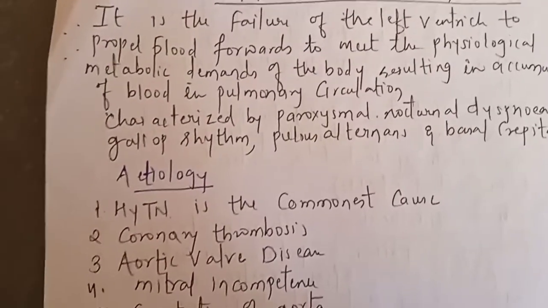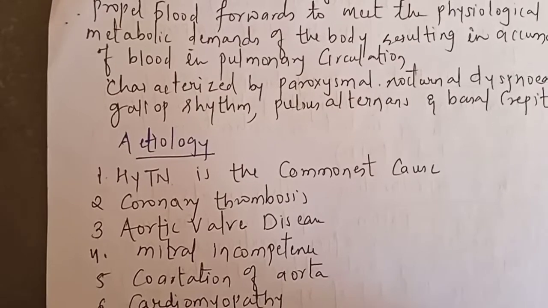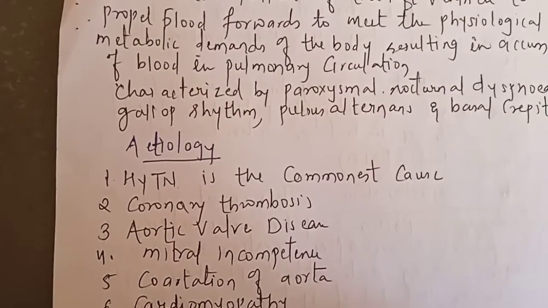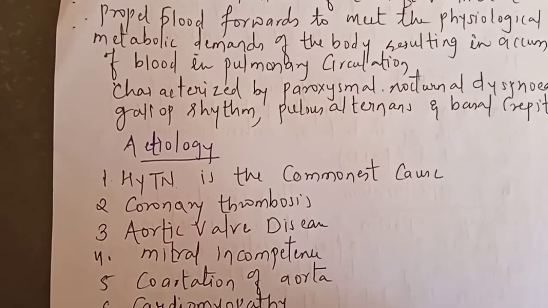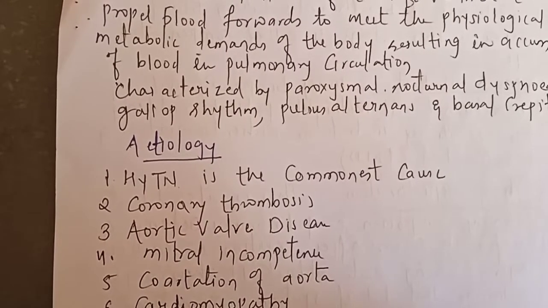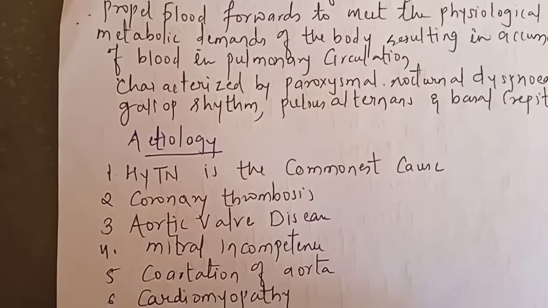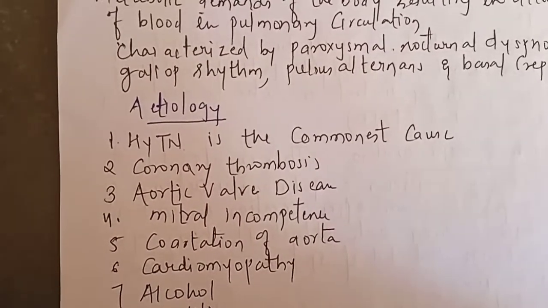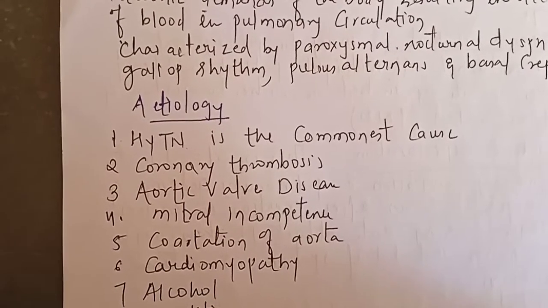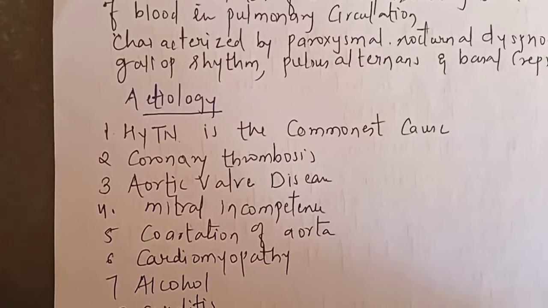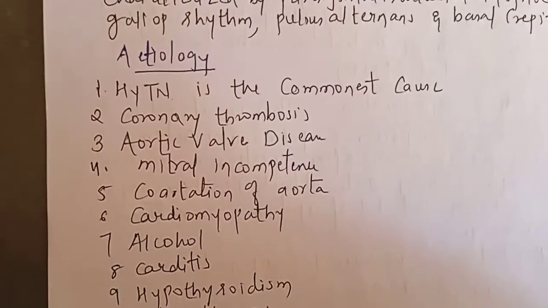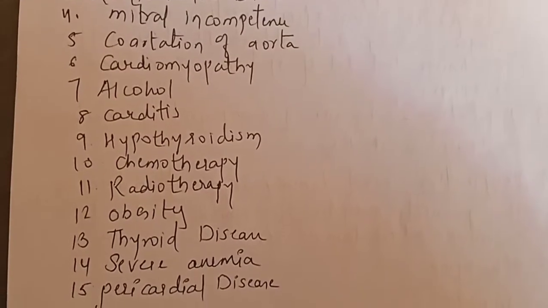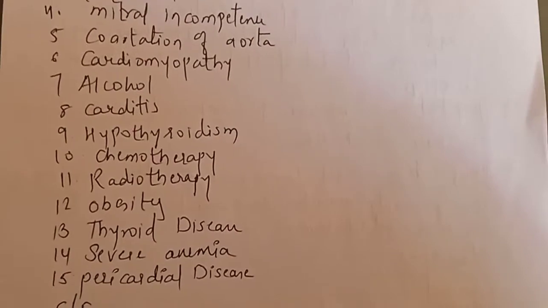Now causes for left ventricular failure are hypertension, which is the most common cause. Coronary thrombosis is nothing but clot formation in the coronary vessel, that is in the heart. Aortic valve disease, mitral incompetence, coarctation of aorta, means there is a narrowing. Coarctation means narrowing of the aorta. Cardiomyopathy means enlargement. Alcohol, carditis, inflammation of the heart. Hypothyroidism, chemotherapy, radiotherapy, obesity, thyroid disease, severe anemia, pericardial disease.